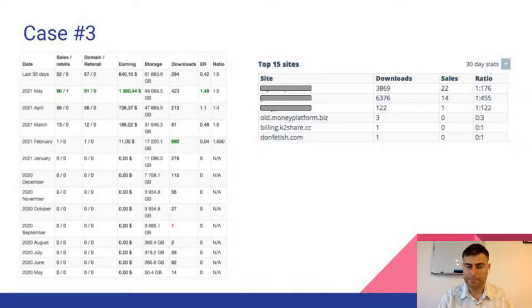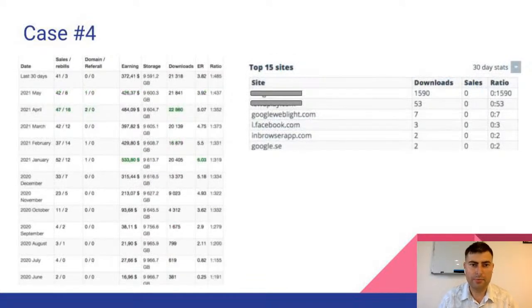Case number 4, also it took almost a year for the partner to get to about $400 per month. And on the right side, you can see the sources of his sales.